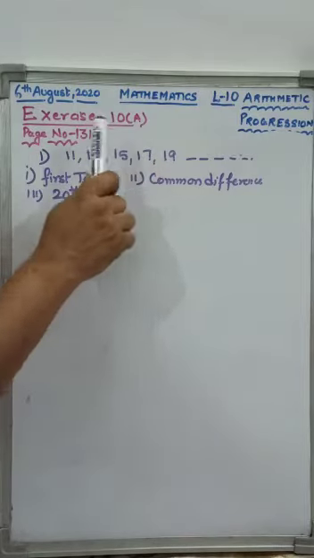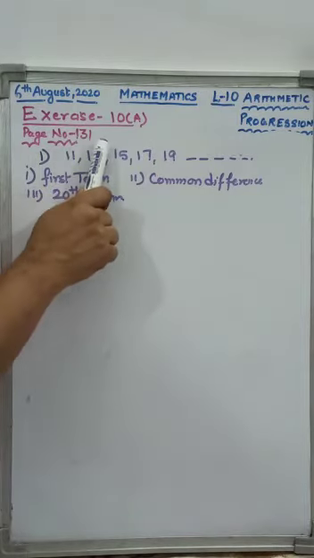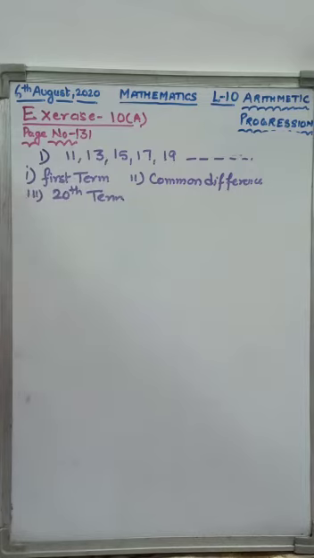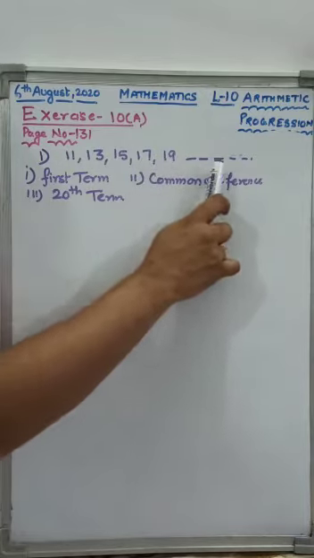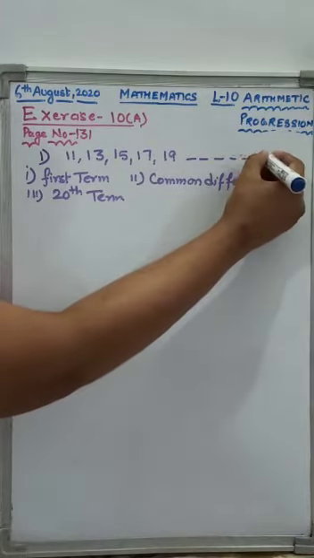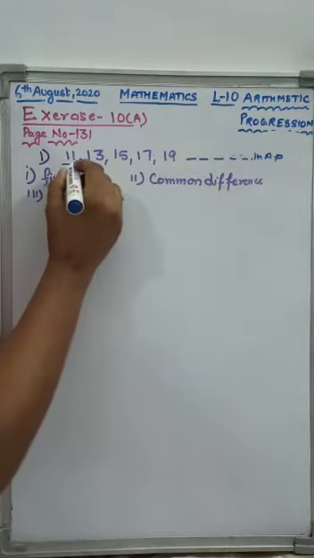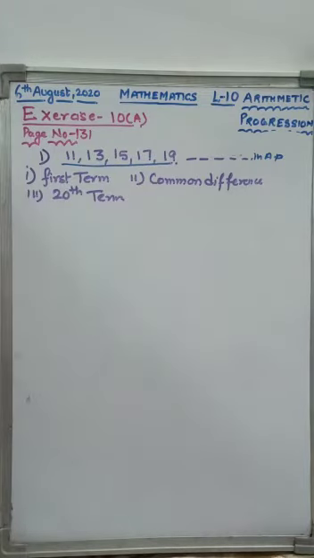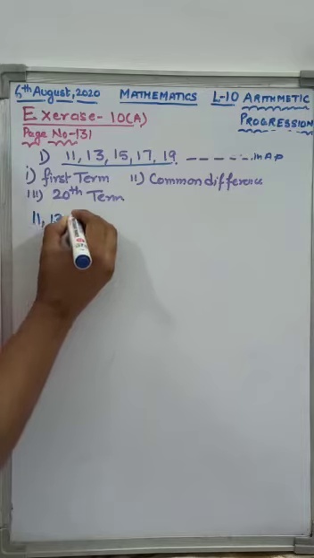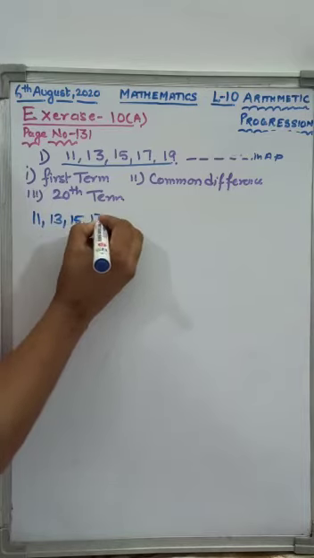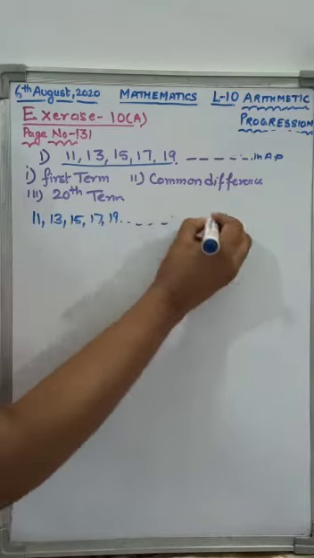Exercise 10A, page number 131, question number 1. It says show that the progression 11, 13, 15, 17, 19 is in AP. We have to prove whether the sequence is in AP or not, first of all. The given progression is 11, 13, 15, 17, 19, and so on.